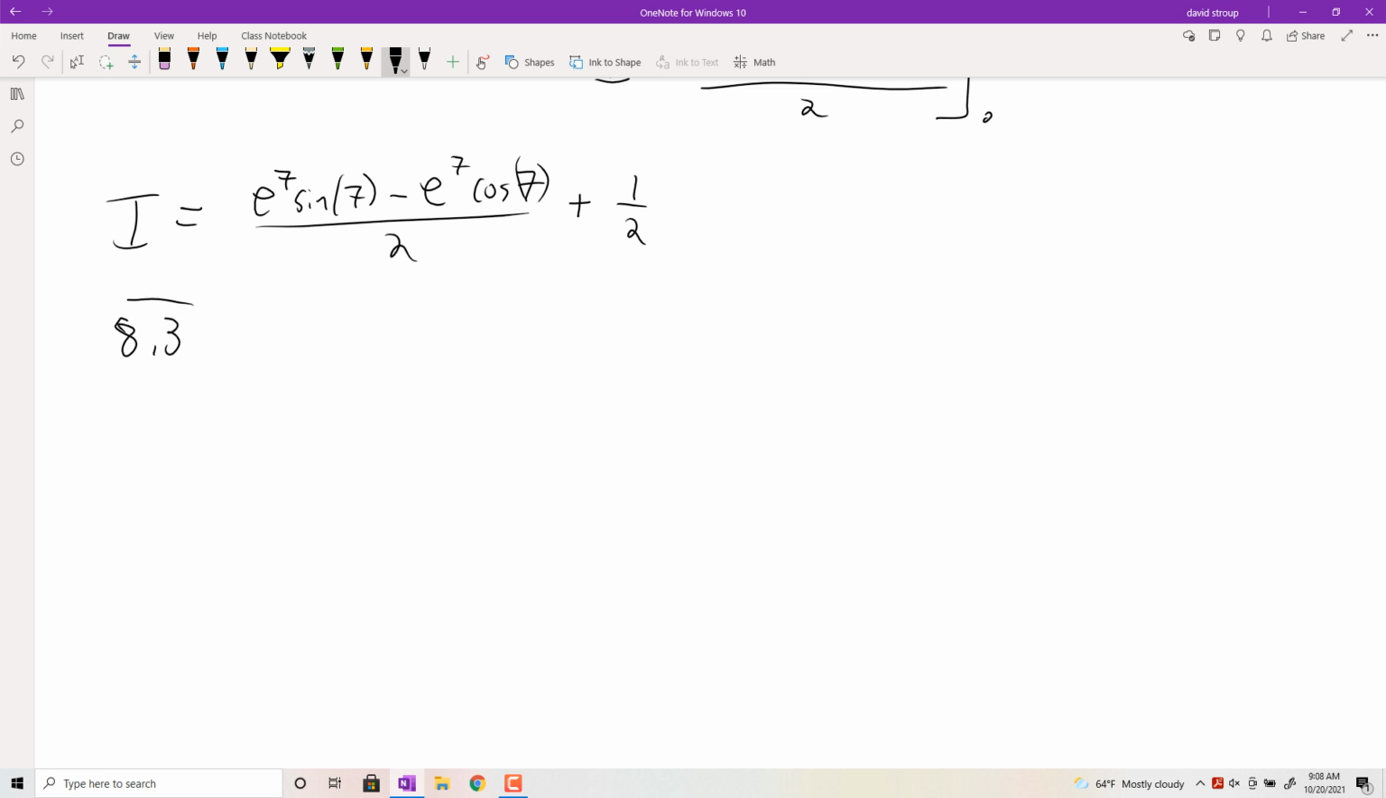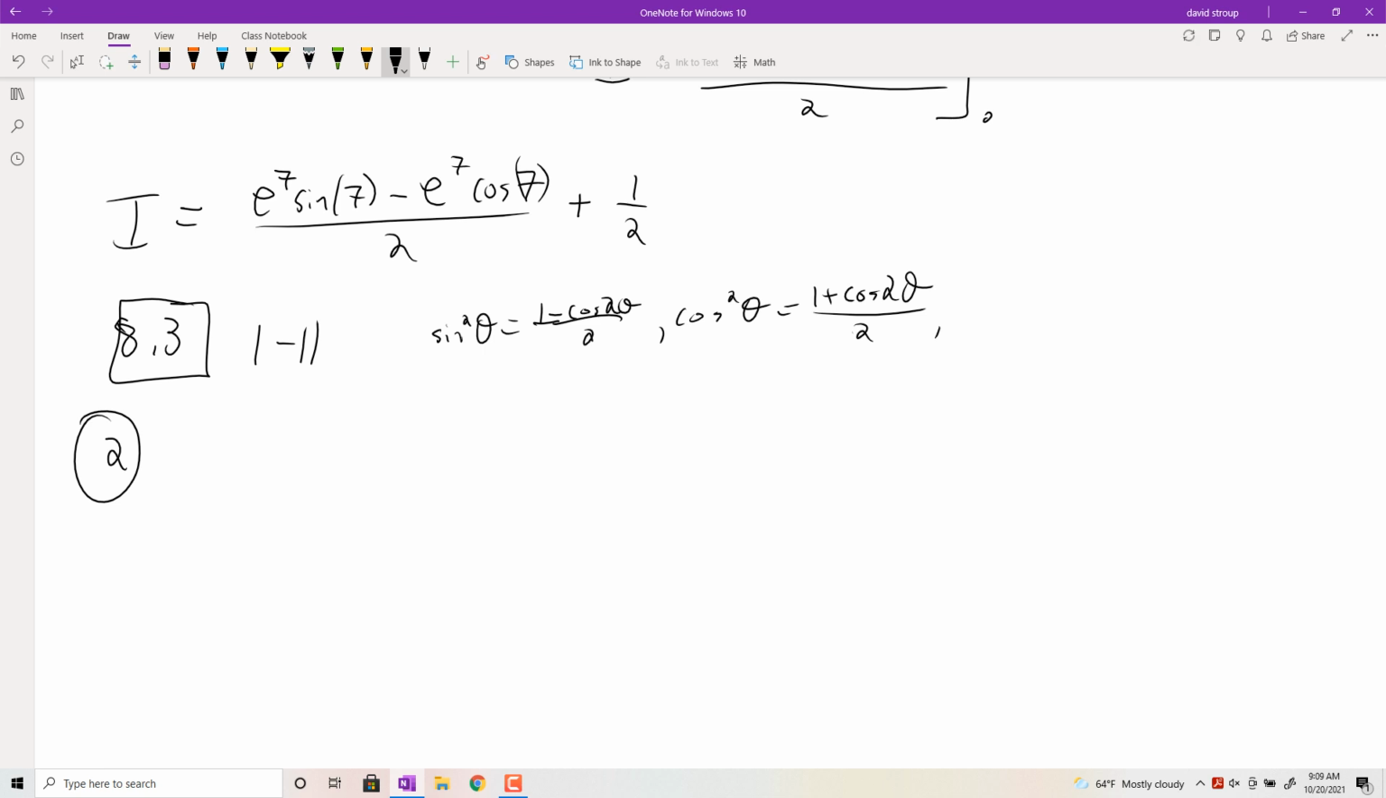Anyways, 8.3, we're looking at problems 1 to 11. These are trigonometric integrals, so there are some basic formulas you need to have memorized. Any of the Pythagorean identities like sine squared plus cosine squared is 1, or 1 plus tan squared is secant squared, those things. You also need sine squared theta is 1 minus cosine 2 theta over 2. The cosine squared of theta is 1 plus cosine 2 theta over 2. Those things, right? So sine of 2 theta is 2 sine theta cosine theta.